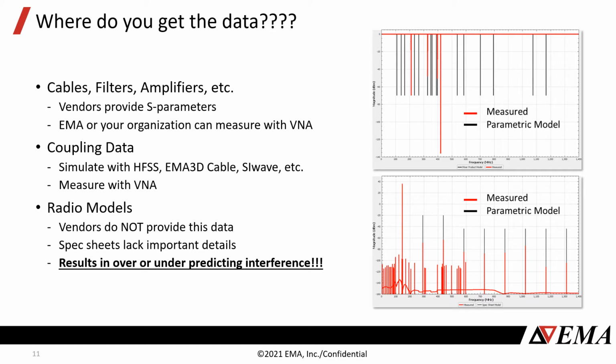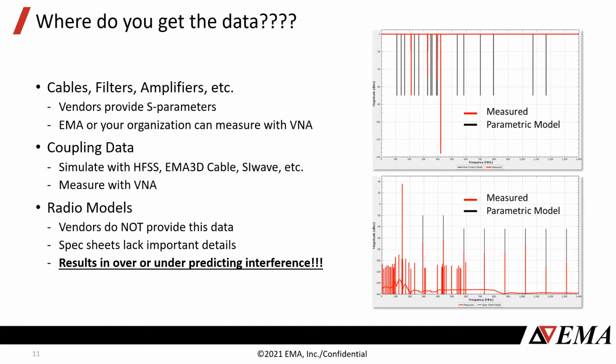But the radio models, this is the hard part. This is where we don't have all the information that we want. And we don't have it because the vendors don't provide this data. So if you call up the company that makes your RF systems and you ask for high fidelity broadband data, well, very, very often you won't get that information. The vendors just don't have it. They either don't have it or they won't share it.